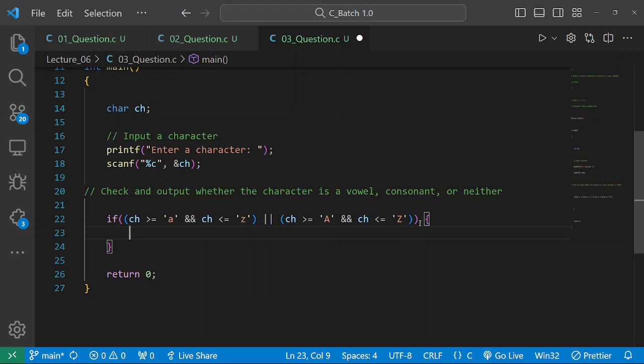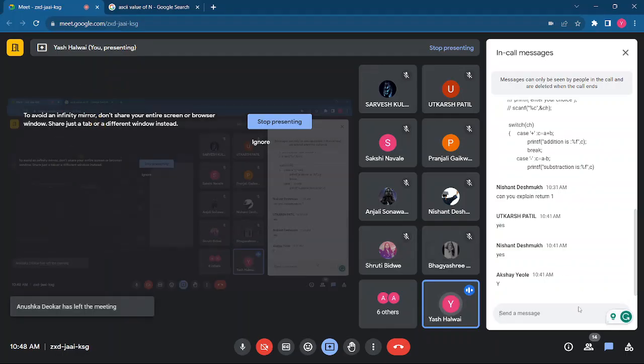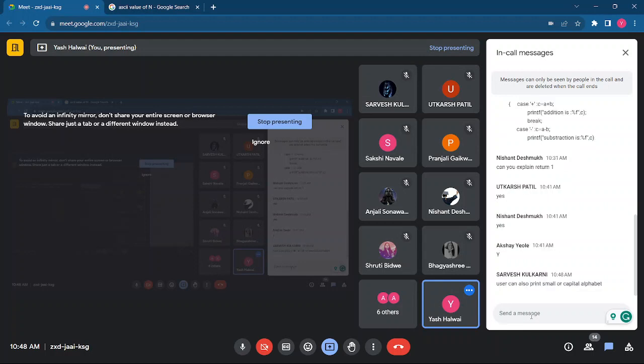If you understand this condition, the other else part is very simple. Why am I using "or" here for that condition? Can anyone explain? Sarvesh, Utkarsh, Sakshi, Pranjali, Nishant, Anjali. What is the reason? The user can also enter a small or capital alphabet. Yes, that's the reason. That's the big reason.